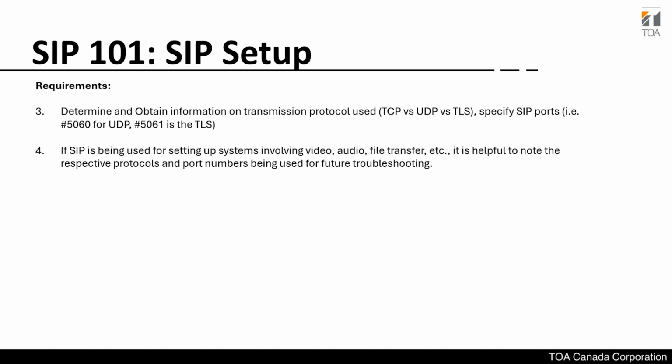Also, you need to determine and obtain information about the transmission protocols used. It can be TCP, UDP, or the secure protocol TLS, and you need to specify ports. Again, this information can be obtained from your IT infrastructure engineers. Briefly, the difference between TCP and UDP: TCP is a protocol with error correction and two-way communication to check that all packets are received by each device. It's more network intensive and uses more bandwidth of your network.